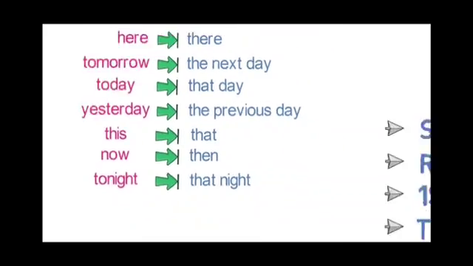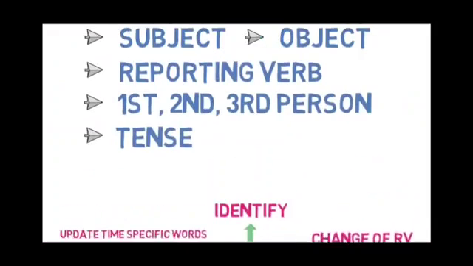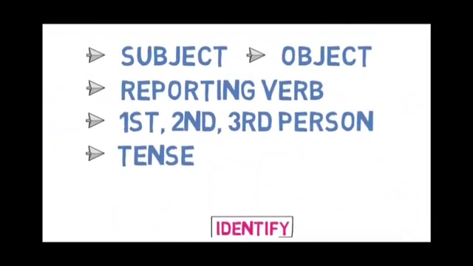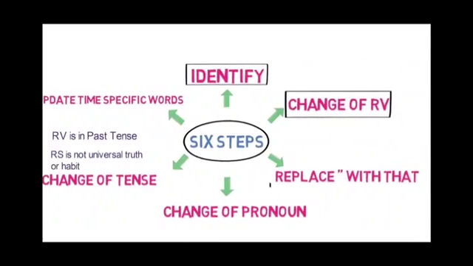So these are the changes that we are doing when the reported verb is in the past tense and we are changing the reported speech in the past tense. Okay, all the types of past tense, and these are the 6 steps that we need to change. What we have to change: the subject, object, reported verb, person, and tenses. These things we have to change while we are doing direct narrations. Okay. Said to changes into told. Said is always said. If say to is written, then tell. If says is written, then tells.